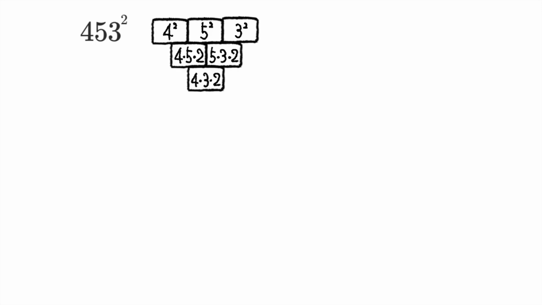Move on to 3-digit squaring with this pyramid, like 4 squared, 5 squared, 3 squared. Then product 452, 532, and 432 here.